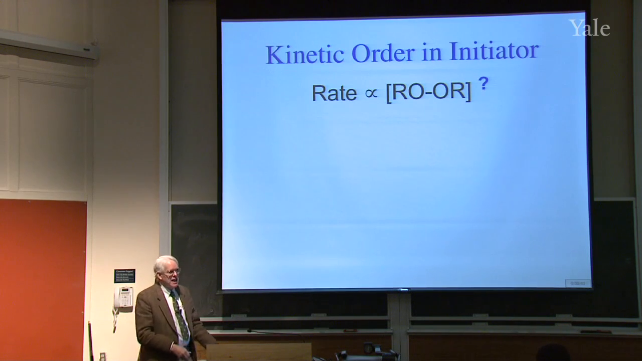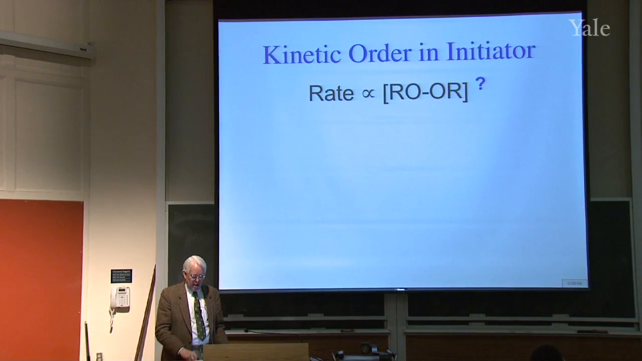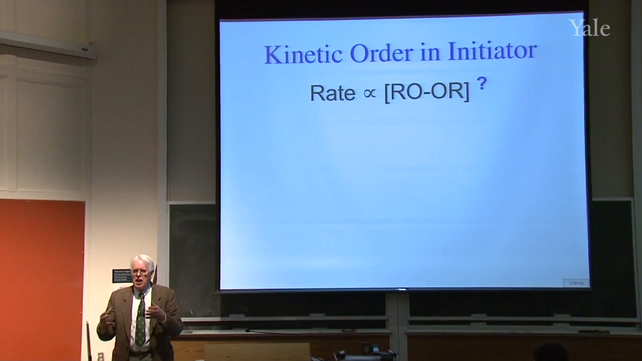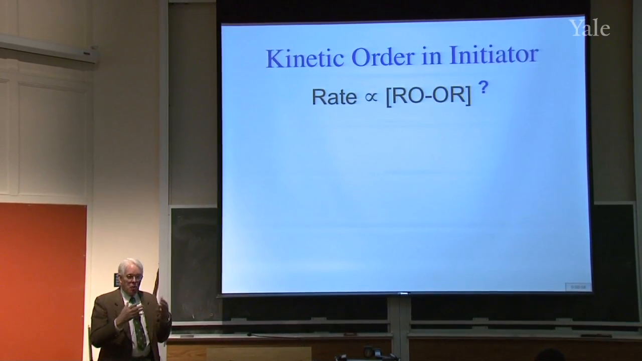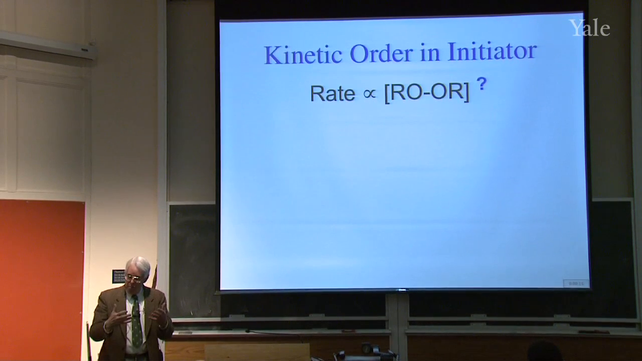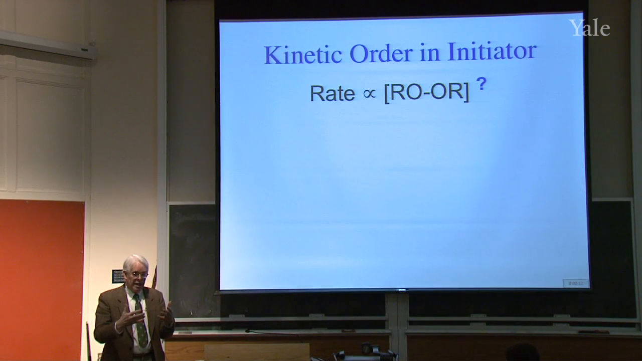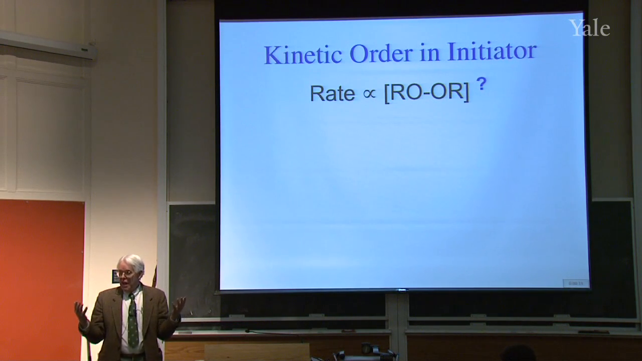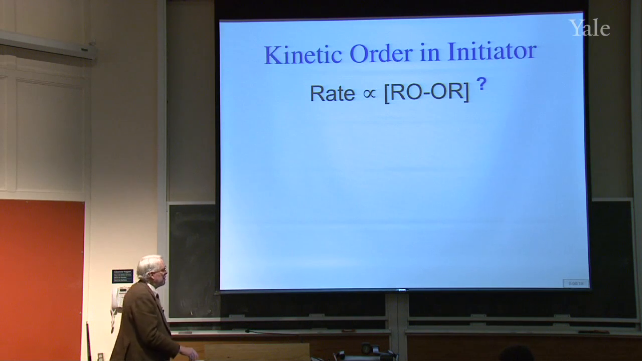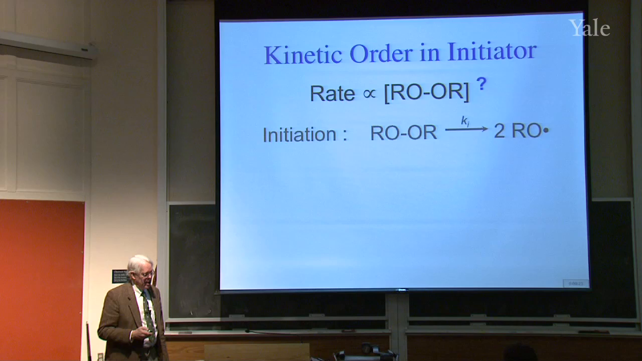Okay, so now how about the kinetic order in the amount of initiator? You might think if you initiate the chains twice as fast, if you have twice as many machines operating, then the reaction should be twice as fast. The overall rate should be twice as fast. But that isn't true, as you'll see here.